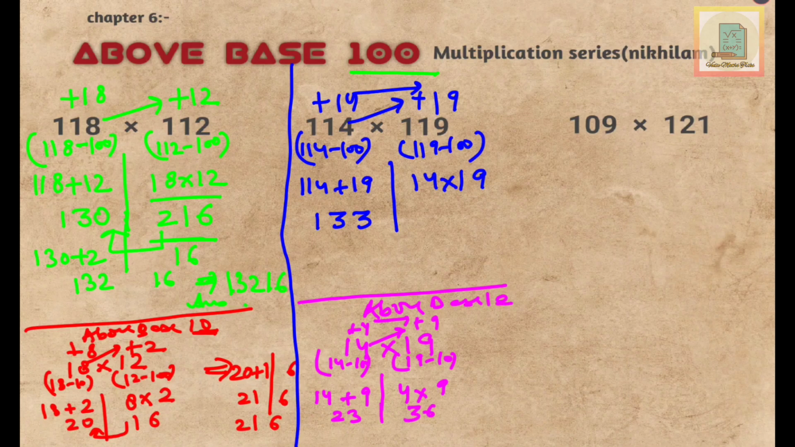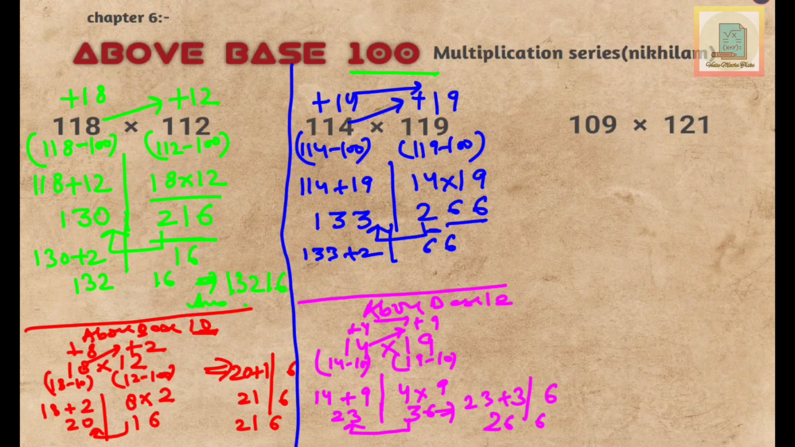Since the base is 10, we need to have a single digit in the second partition, so this 3 will go and add up here. So 23 plus 3, and in the second partition we get 6. So 266 is the answer for 14 multiplied by 19. So here we'll write 266. Now since the base is 100 and we need 2 digits in the second partition over here, so this 2 will go and add up here. So 133 plus 2, and here we get 66. So the final answer is 13566.